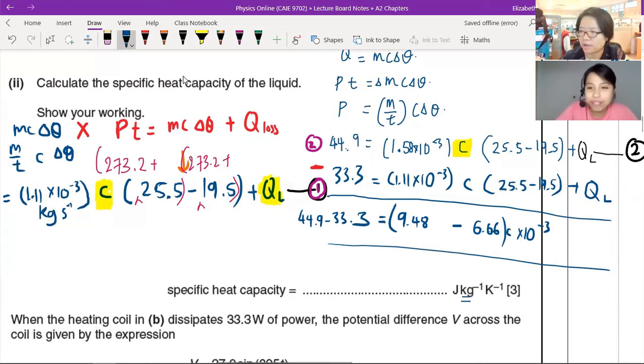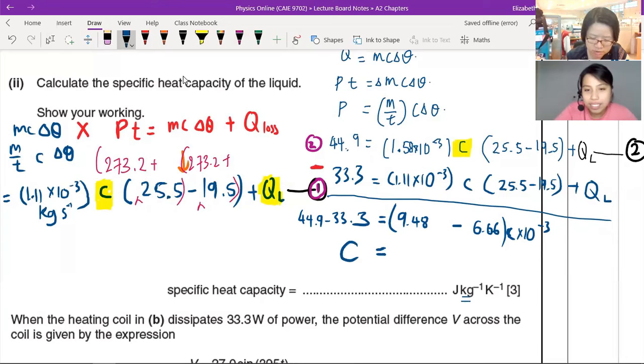And the QL and QL disappear. QL minus QL is just nothing. So now you have this one divided by that, and you can easily press your calculator, provided your units are converted. 4110. This makes more sense. Magic.